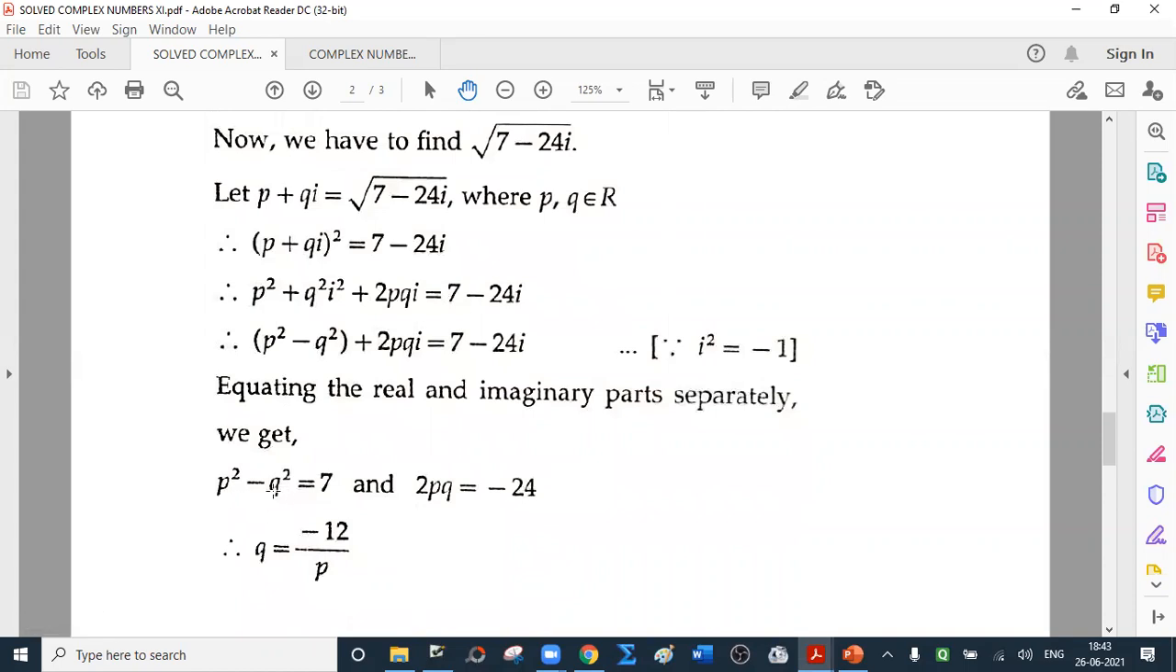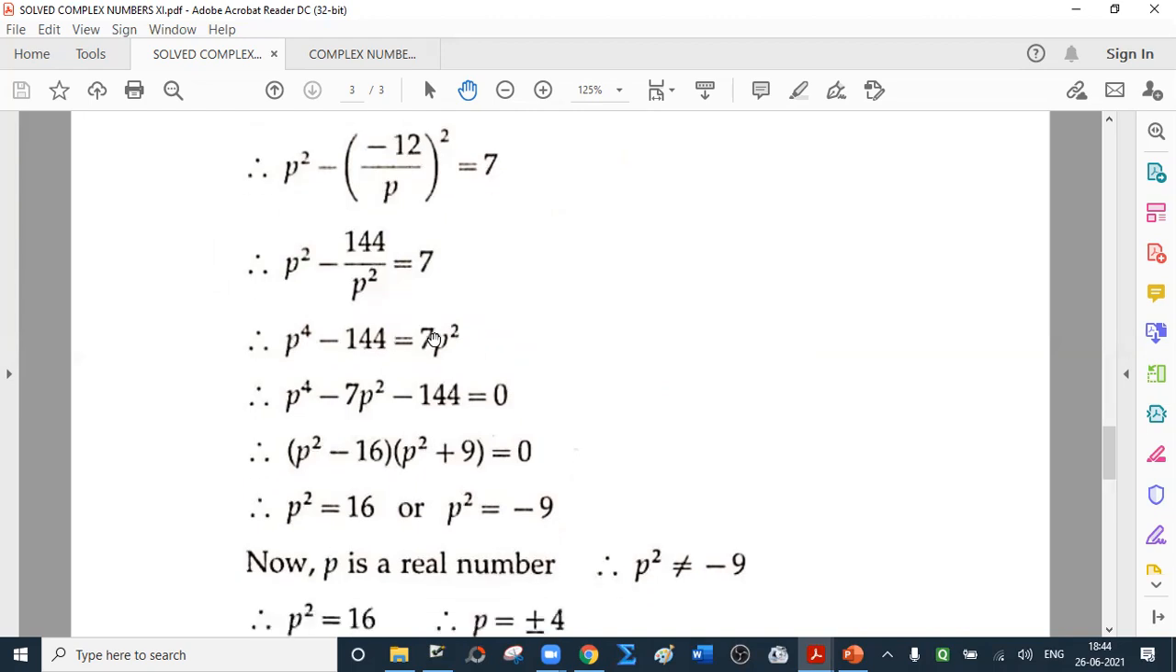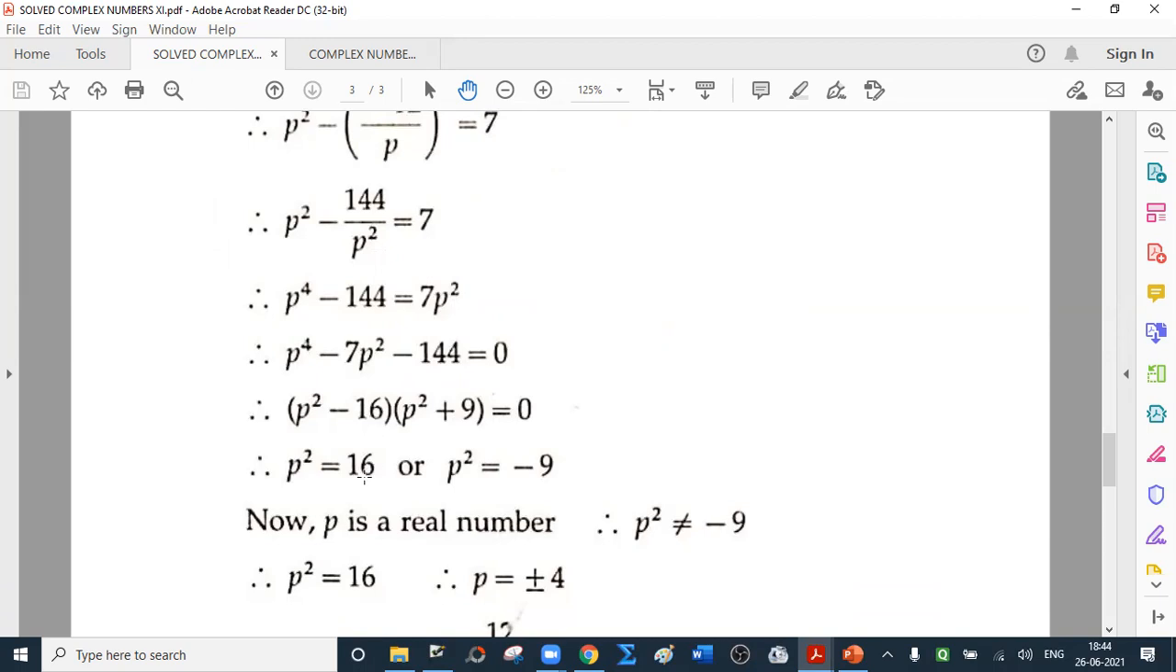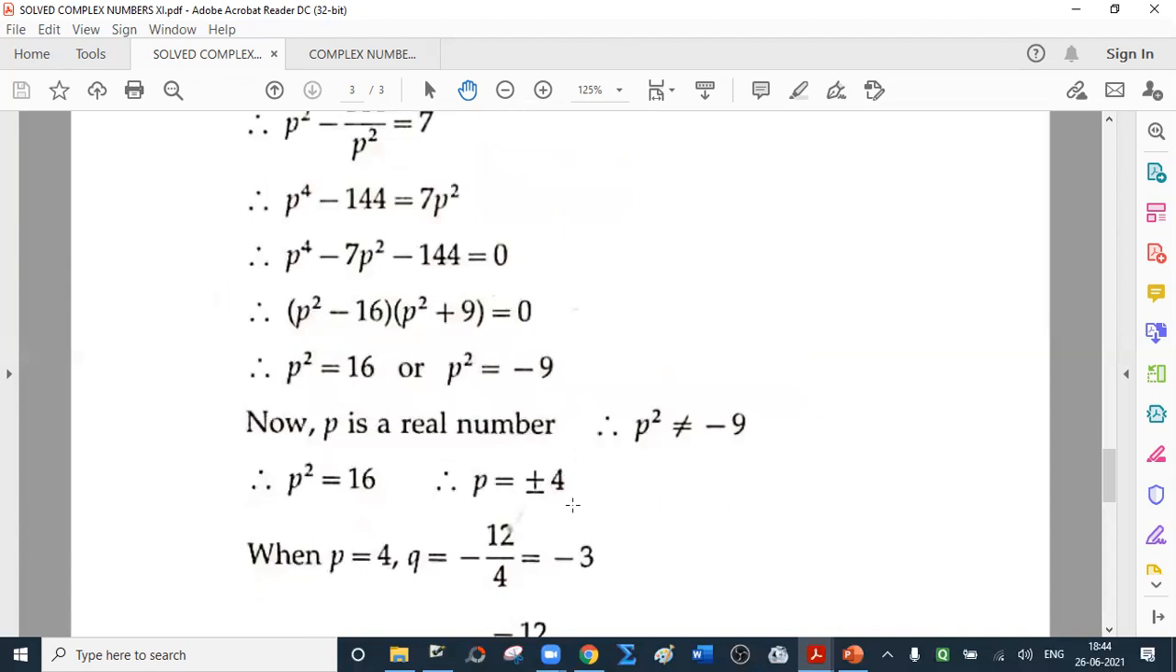So p square minus, I hope you will not say minus minus plus. See the cursor. See, you have to find q square. Square of negative number is also positive. Remember. So p square minus square of minus 12 by p equal to 7. That is p square minus 144 by p square equal to 7, and so on. Multiply by p square. See, the same we have solved. P square is 16, p square is minus 9. Now p is a real number. So discard minus 9, consider 16. So p is plus minus 4.